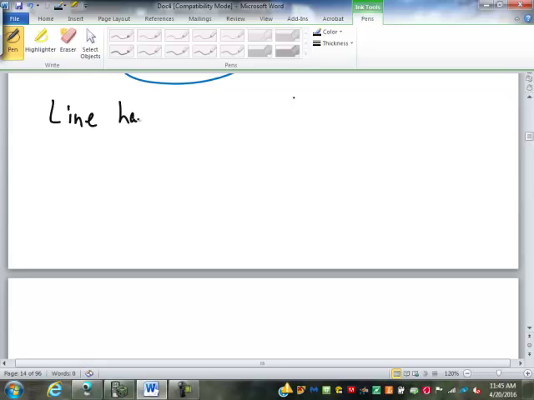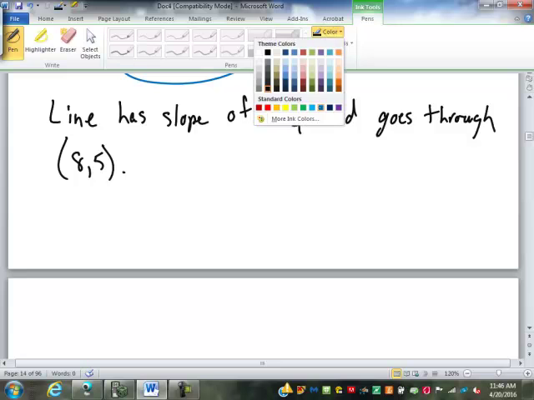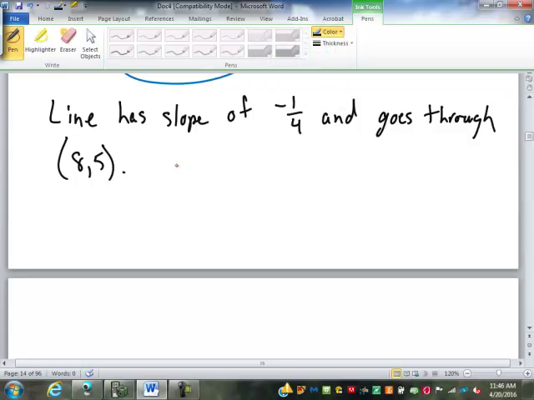So a line has a slope of -1/4 and goes through the point 8, 5. So let's find that equation. So we're looking at y equals mx plus b. Now in this case, we do know the slope. We know m. So y equals -1/4 goes in for m. So -1/4 x plus, we still don't know b.